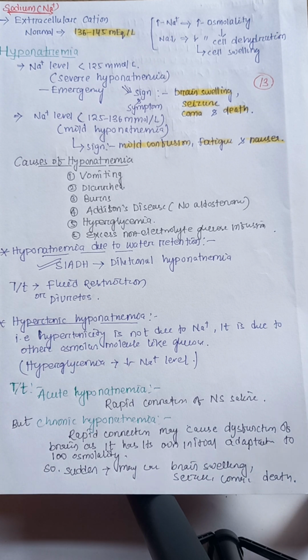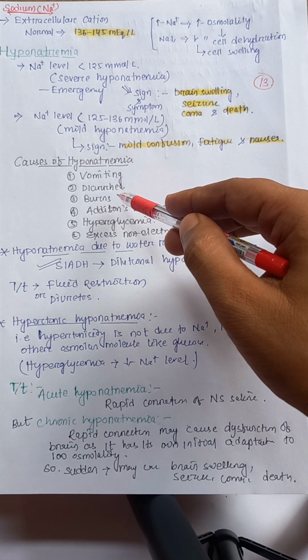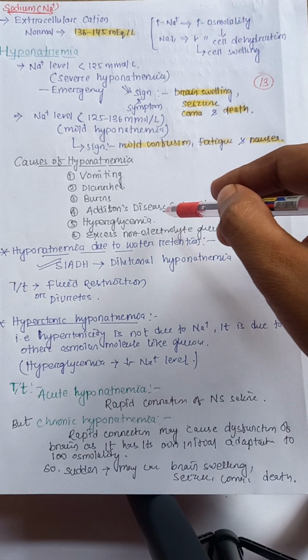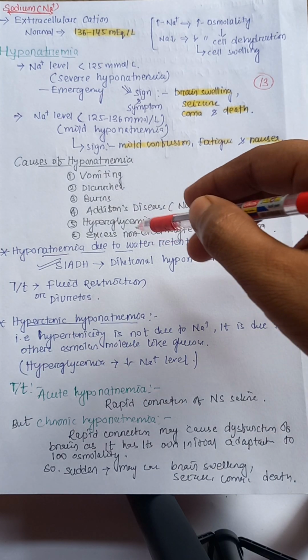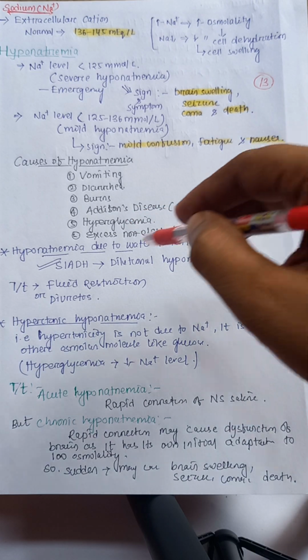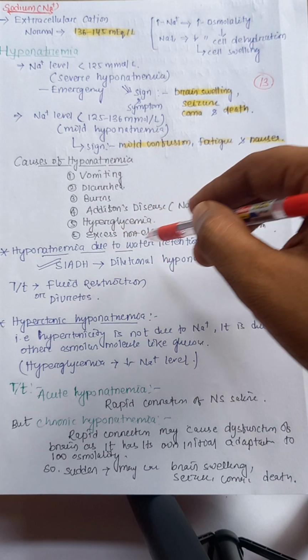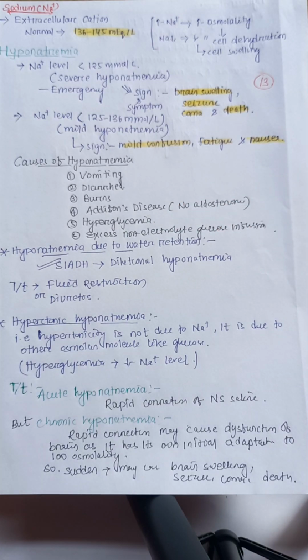Okay, so causes of hyponatremia include vomiting, diarrhea, and burns. You know aldosterone: if aldosterone is deficient, there is no absorption of sodium from the kidney, which causes hyponatremia. Also hyperglycemia; you should know about this, and I will discuss it further. Excess non-electrolyte glucose infusion, like in hyperglycemia, also causes it.